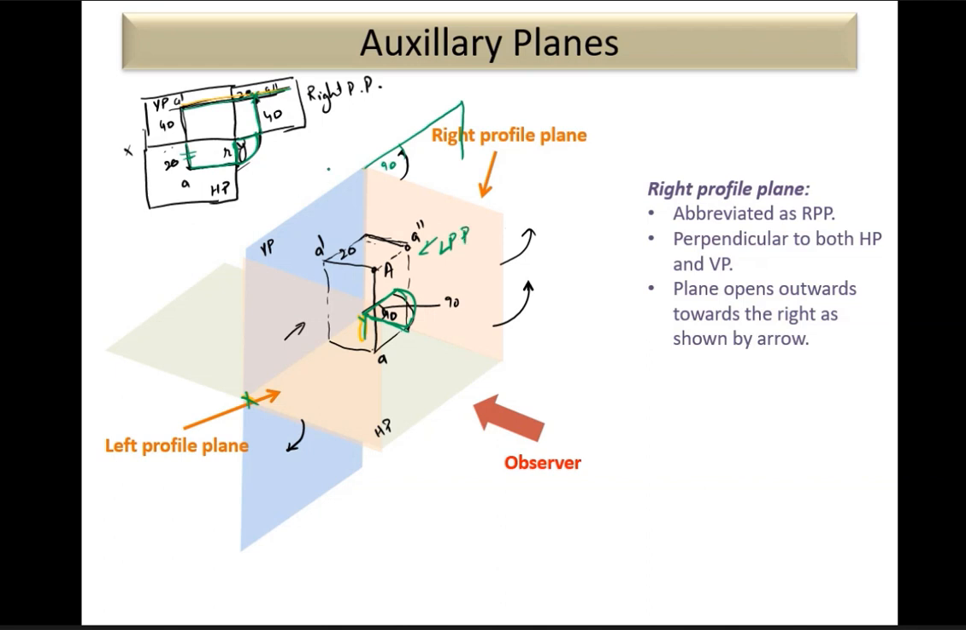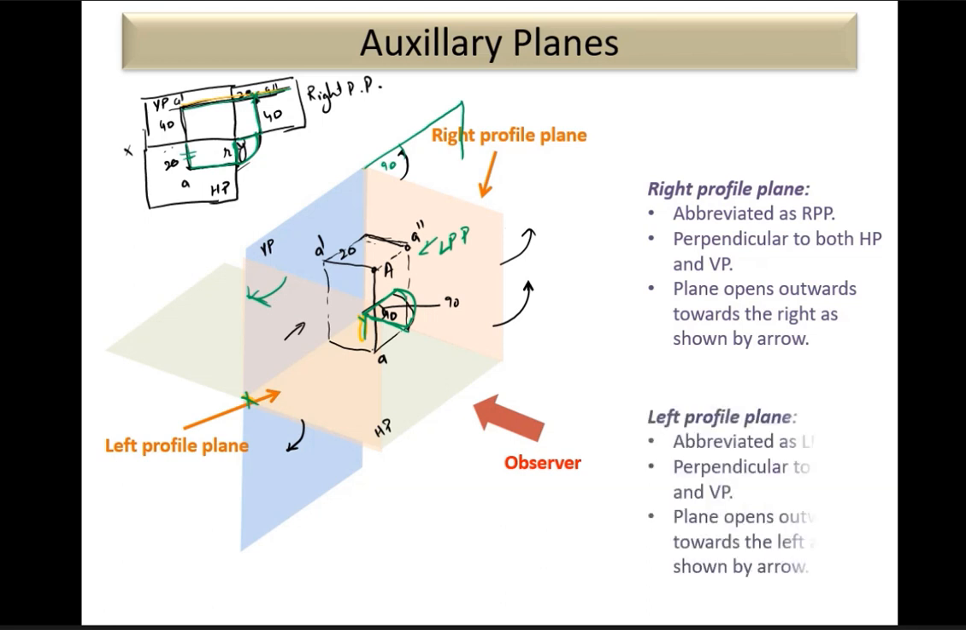Okay, but left profile plane will open in this direction. Sorry. Okay, so here are some of the points for right profile plane. The abbreviation will be RPP, and it is perpendicular to both HP and VP. These are some of the properties. The plane opens outward towards the right as shown by the arrow.